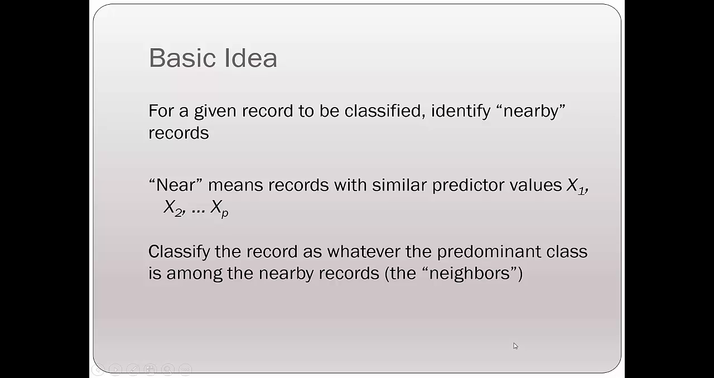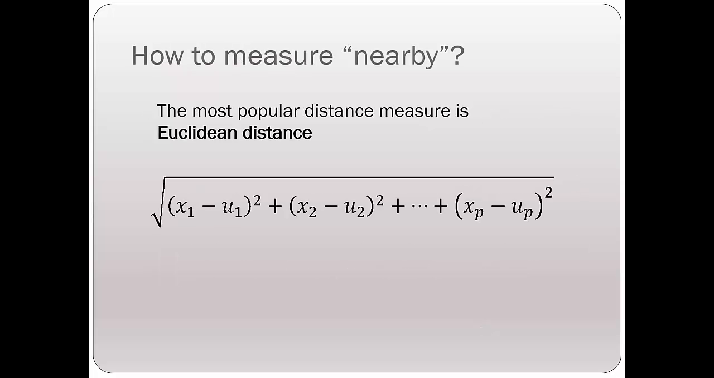So now we have to figure out how do you measure nearness. So what does near mean anyway? Near here means similar to the predictor values of x sub 1 through x sub p, and that doesn't help very much when you say similar to. How do you measure similarity then? Well, let's look at one possible idea, and that is to compute what is called Euclidean distance.